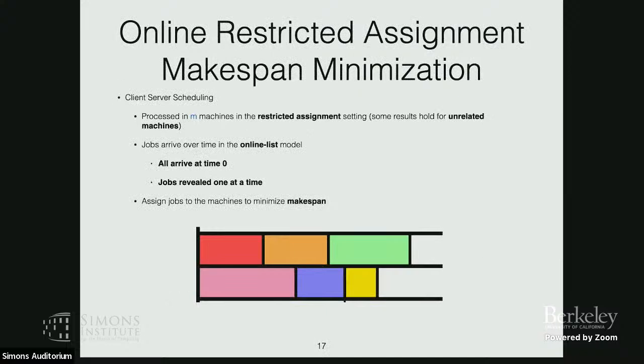The problem I'll talk about is online restricted assignment makespan minimization. So we're in the restricted assignment setting for this talk. There are M machines. Jobs arrive in the online list model. What does that mean? Just think of them all arriving one by one. You assign a job to a machine, and you can't move it later. The job comes, you assign it to a machine, and it's stuck there. Then after you assign it, you see the next job in the list. That's the model. Now what do you want to do? Well, you want to minimize the makespan. What's the makespan? This is the maximum load assigned to any machine.